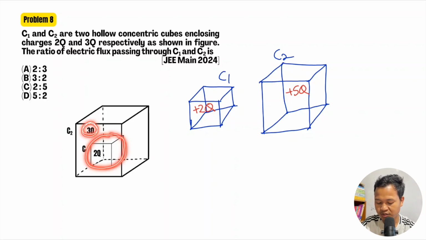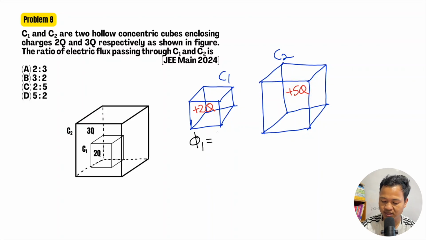So for the cube C1, 3q is an outside charge. Okay, so it will not contribute. For C1, the charge 2q is an inside charge. For C2, both 3q and 2q are inside charges, so the charge enclosed for C2 is 5q. The flux due to C1 is 2q divided by epsilon naught. The flux due to C2 is 5q divided by epsilon naught.